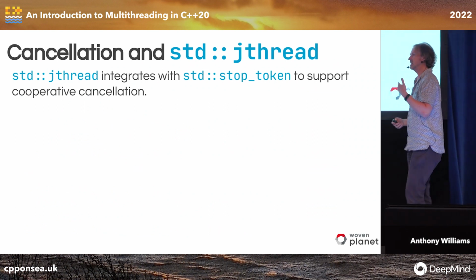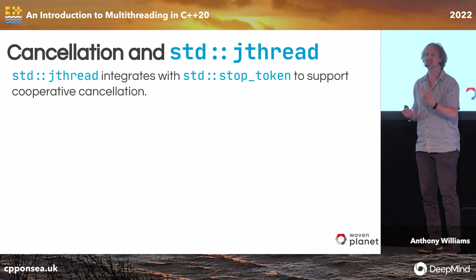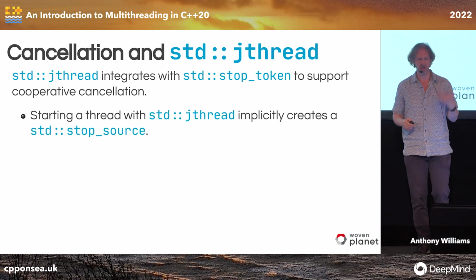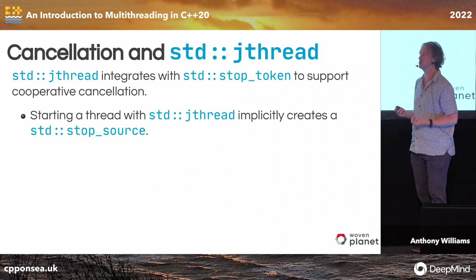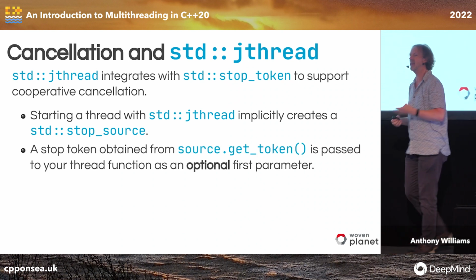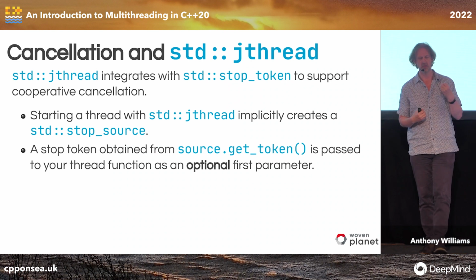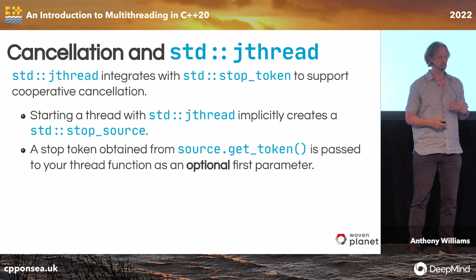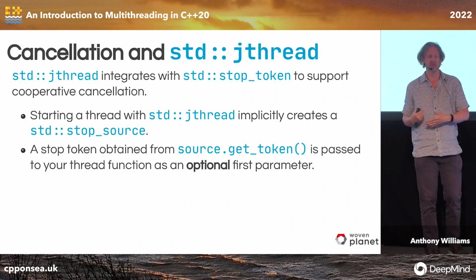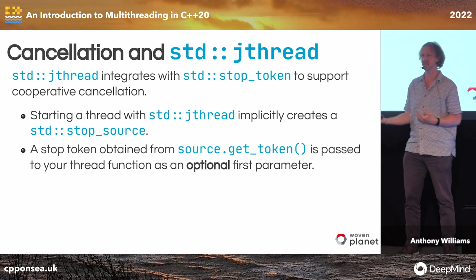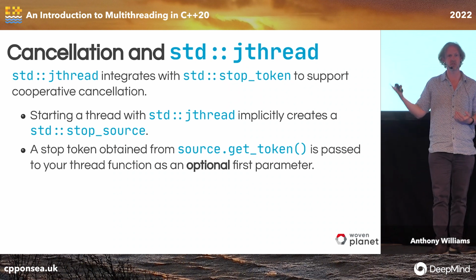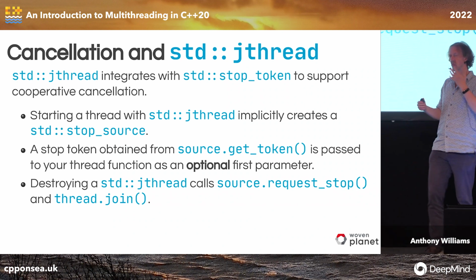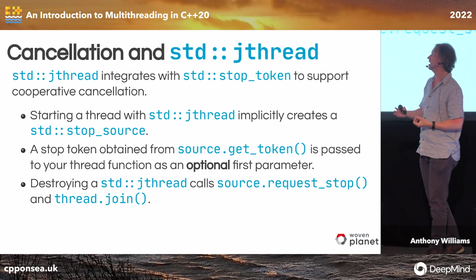So there's more to the cancellation support than just this call in the destructor. Like I said, we implicitly create this stop source, and you can manually get hold of the stop token by calling the get_stop_token function, which obviously the library does automatically. It passes it as the first parameter to the callable, but you can actually call it yourself directly.